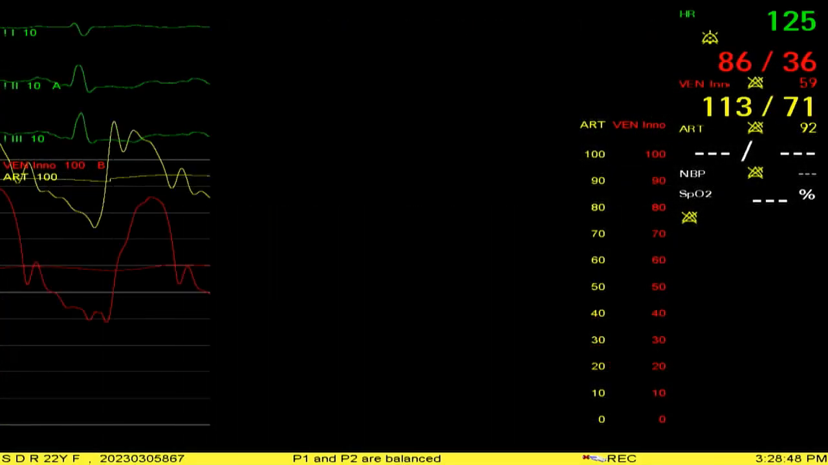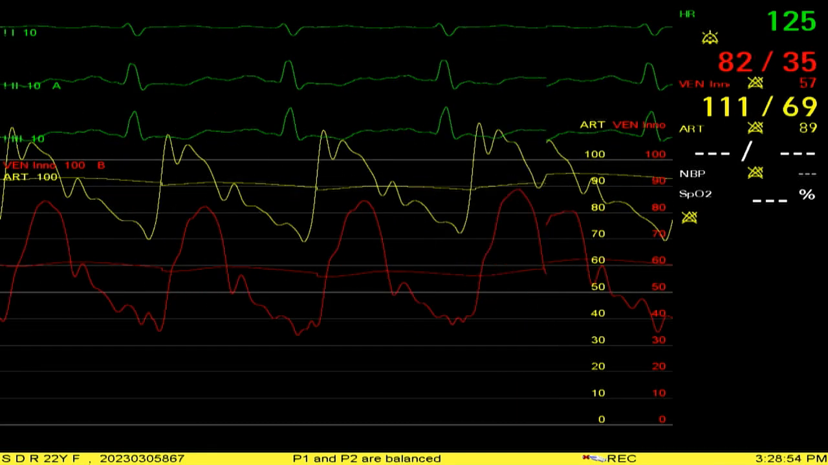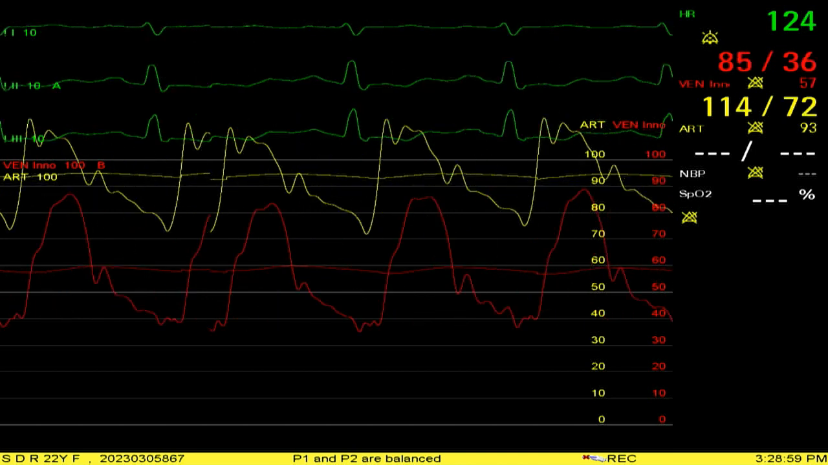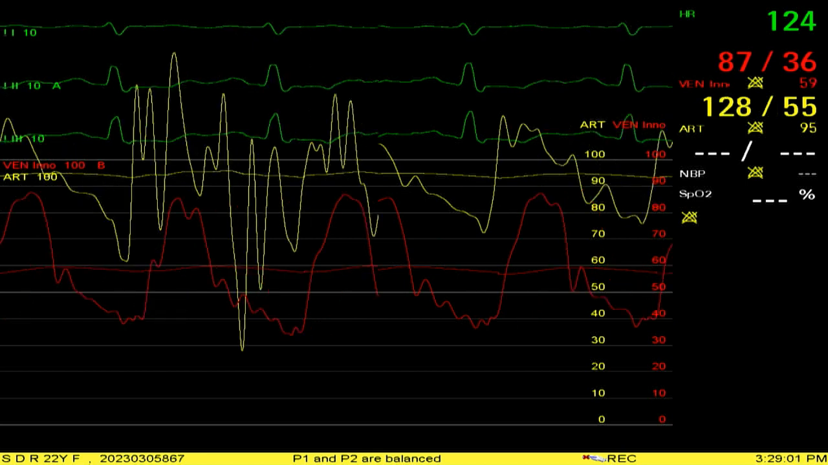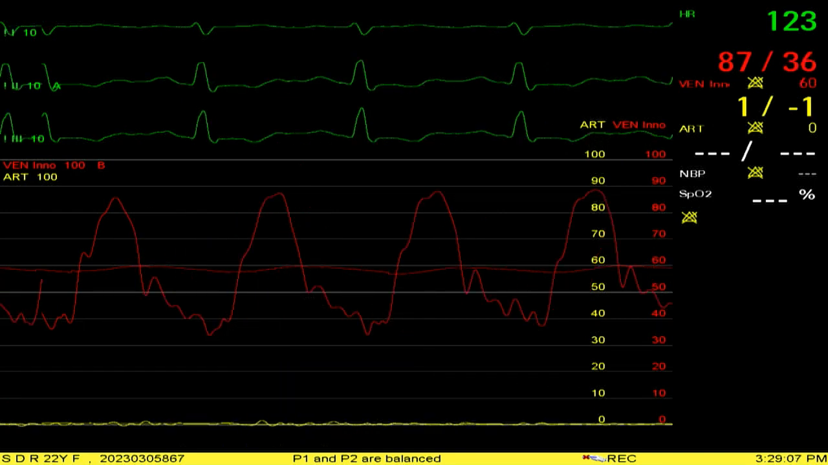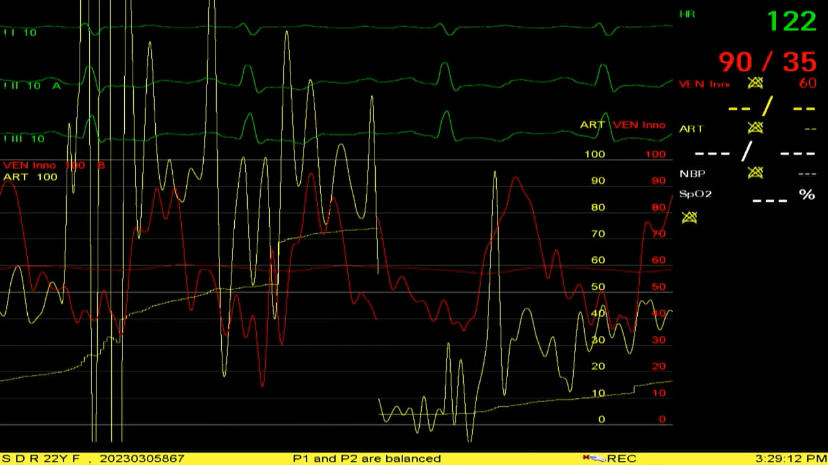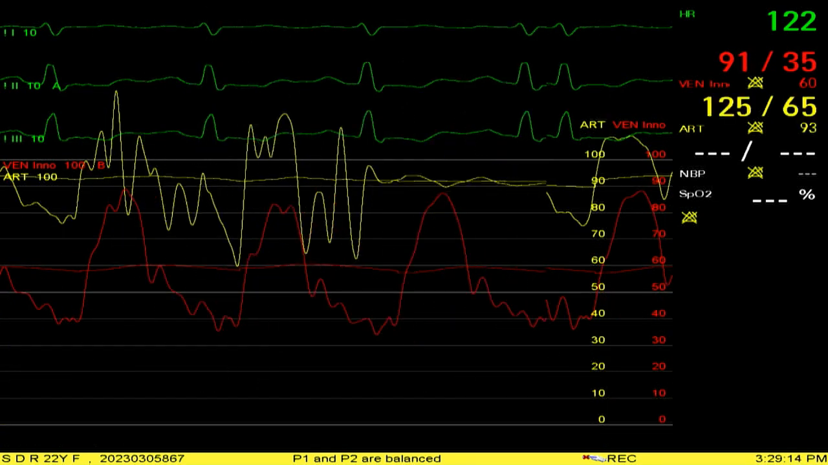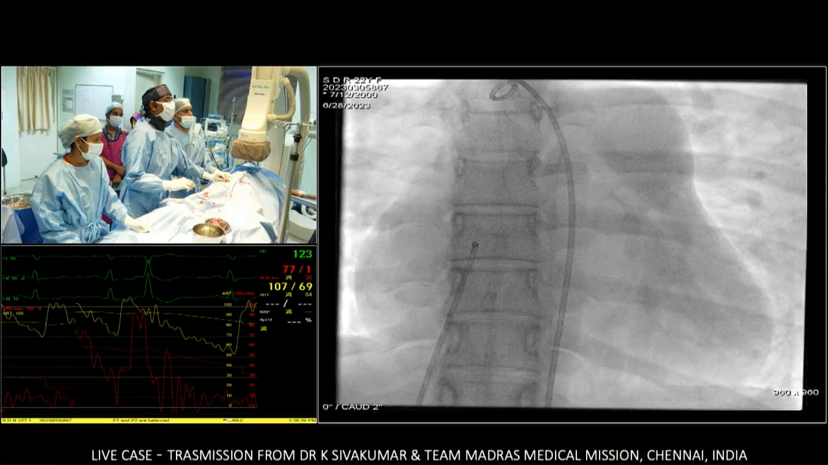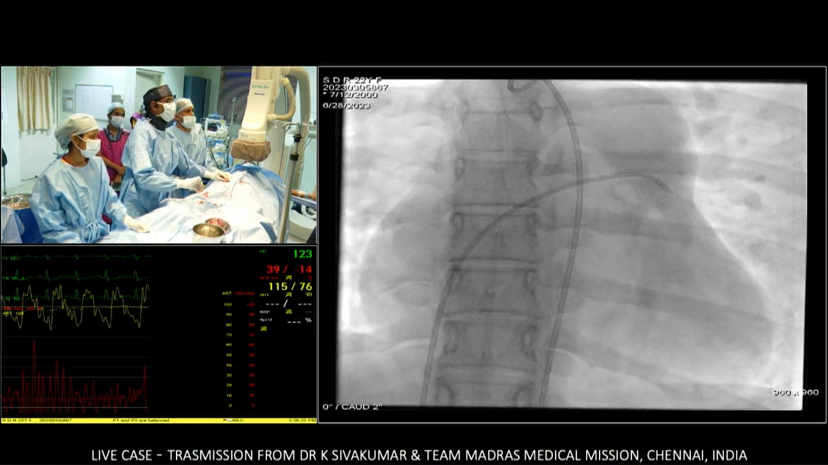So the pulmonary artery diastolic pressure is somewhere around 38 or so. Pulmonary artery mean pressure is about 60 or so. So what we are currently going to do is, this catheter, I'm going to advance through the ASD, and we are going to do a balloon occlusion and see what happens to the hemodynamics. I want a stiff wire now.